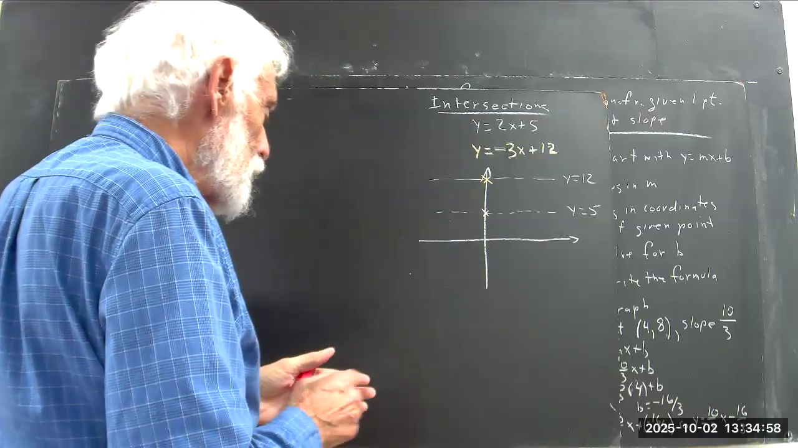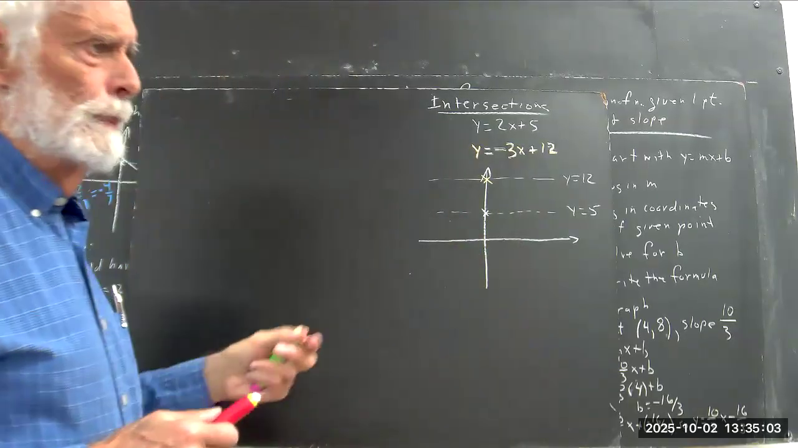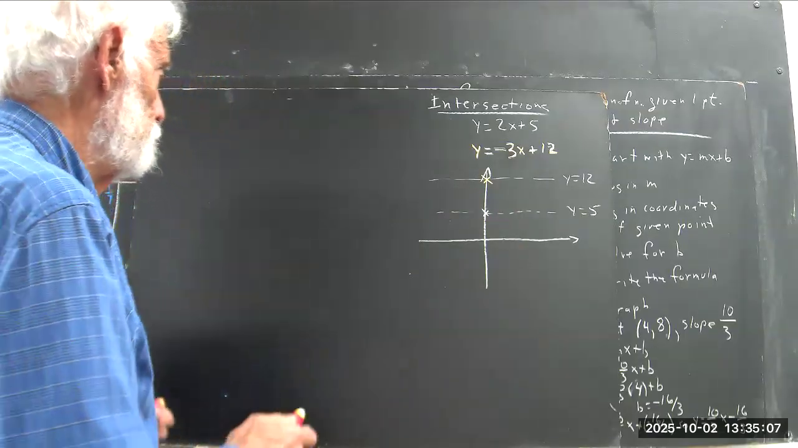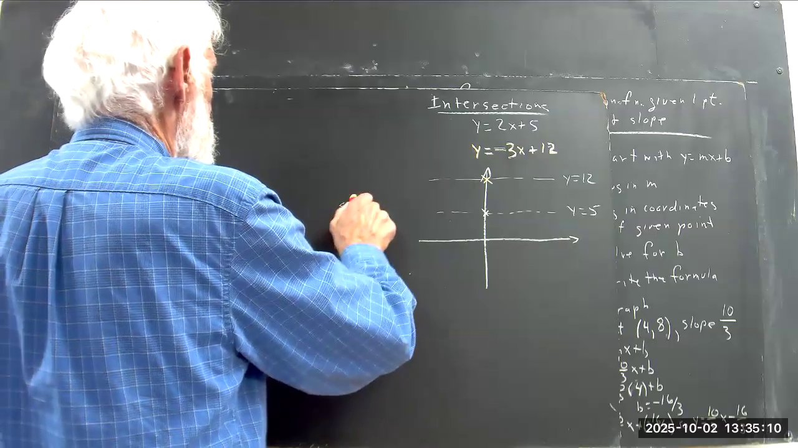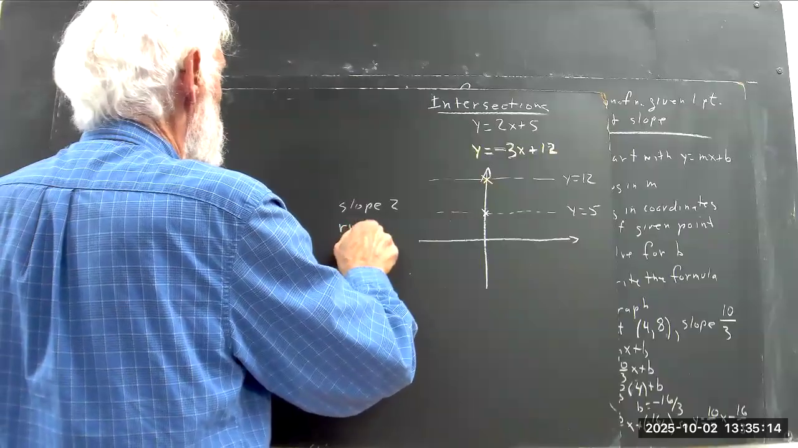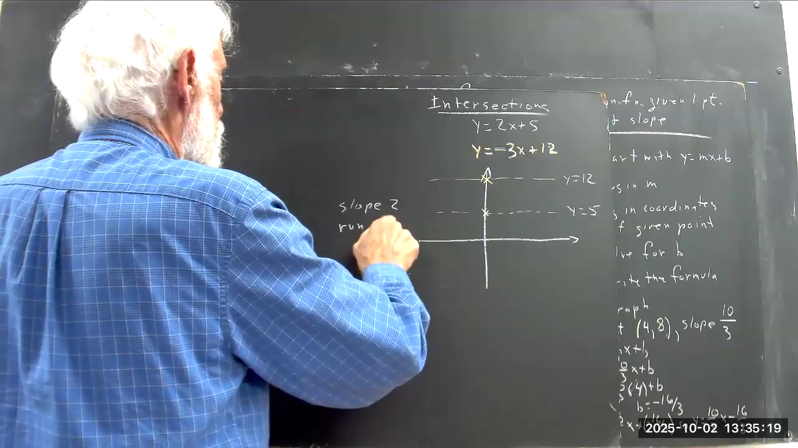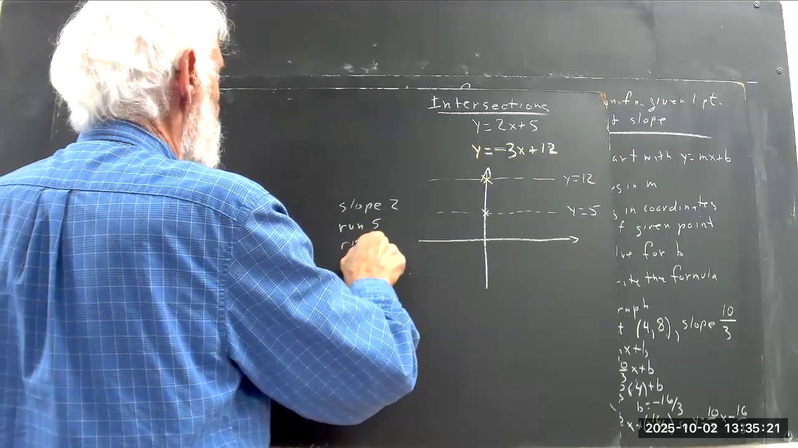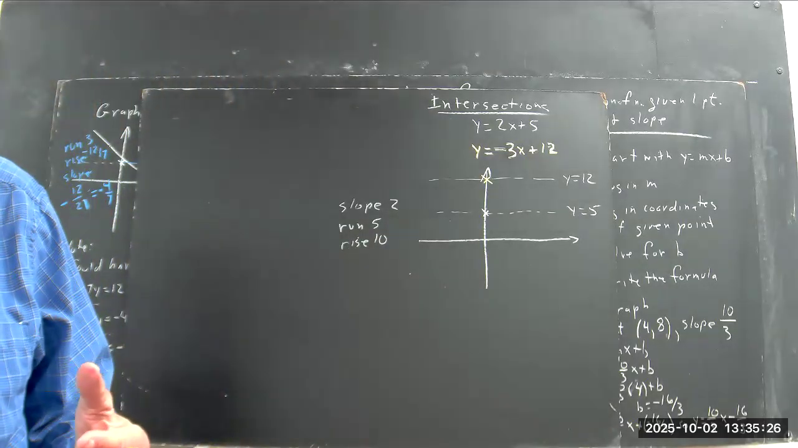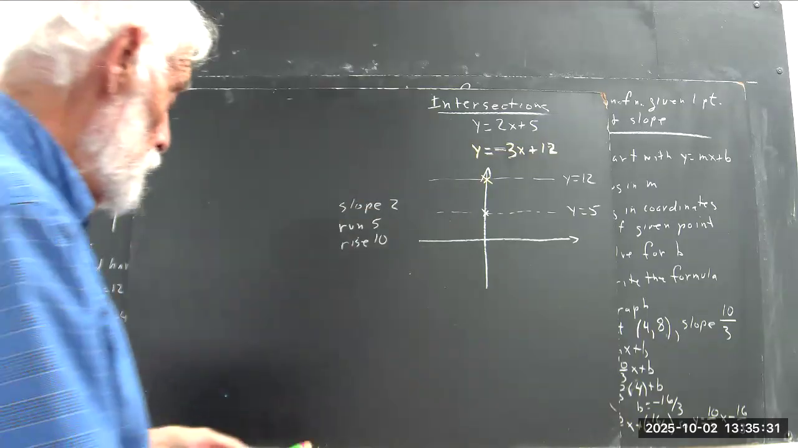Now, to get a slope of 2, I could come over 1 unit and up 2. But 1 unit is pretty small on this graph. So let's use a run of 5 and a rise of 10. That would get us a slope of 2, wouldn't it? Divide the rise by the run: 10 divided by 5 is 2.